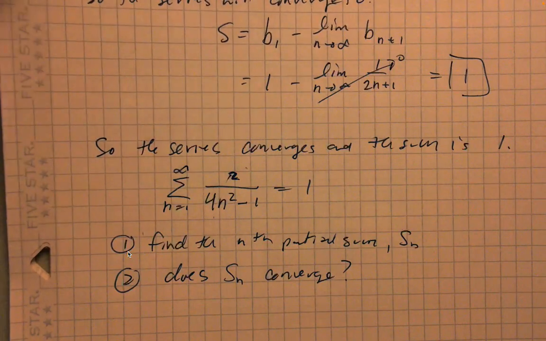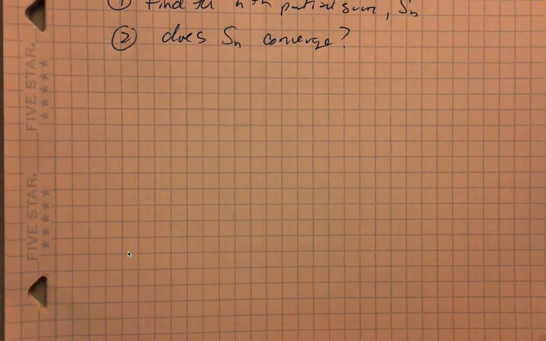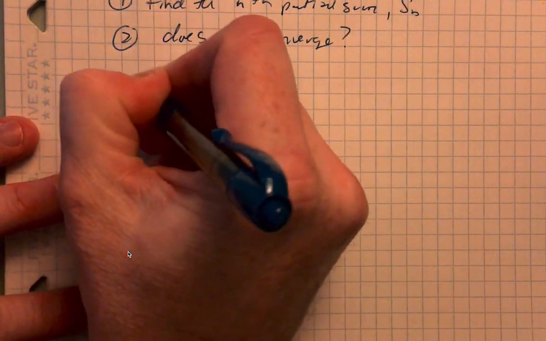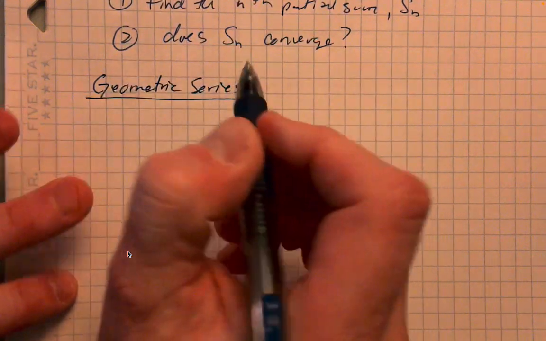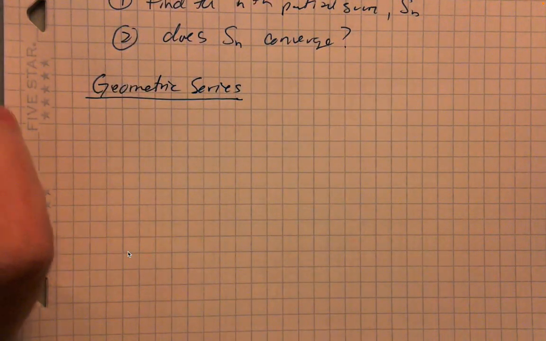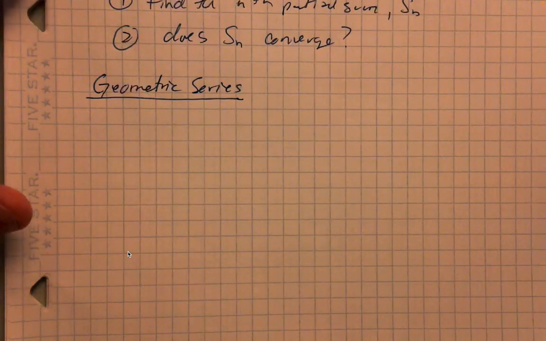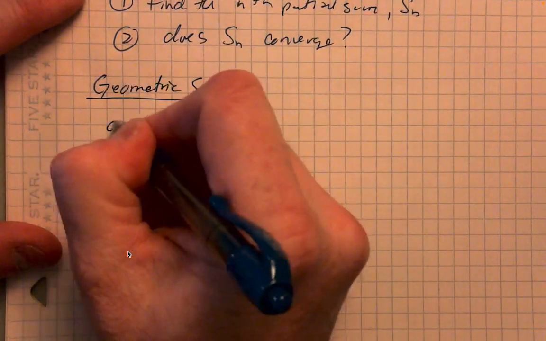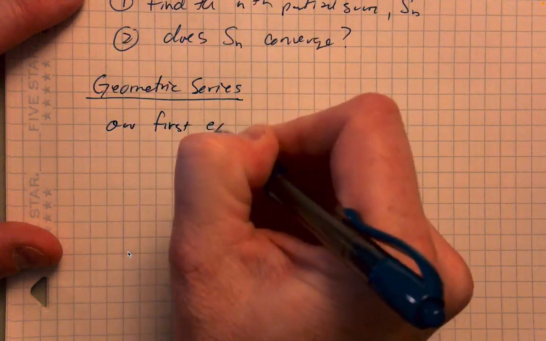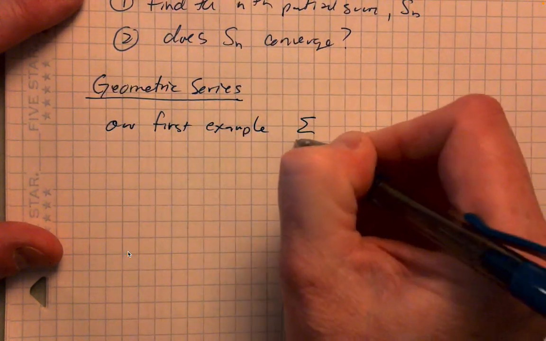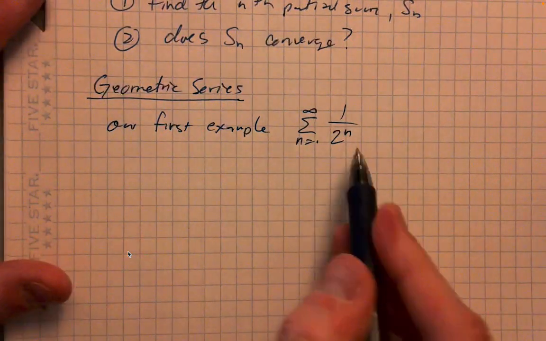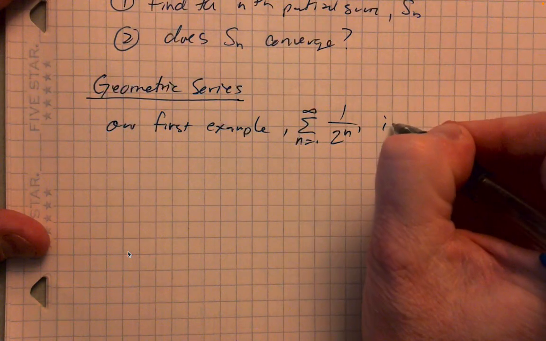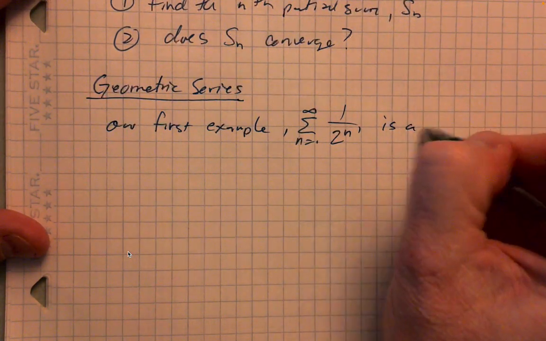All right, very good. Let's take a pause here and talk about geometric series. We saw an example of that a few minutes ago. We kind of glossed over it, but let's talk about it now. So our first example was the sum n equals 1 to infinity of 1 over 2 to the n, and this is a geometric series.